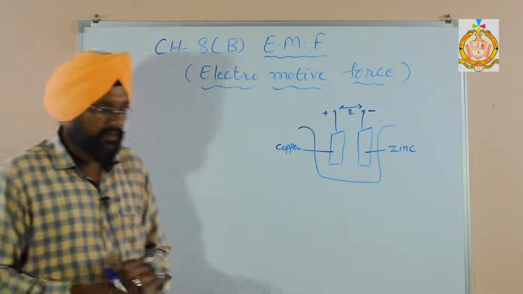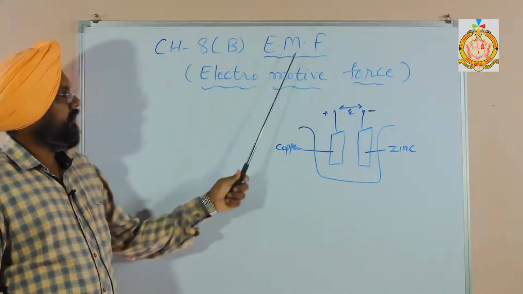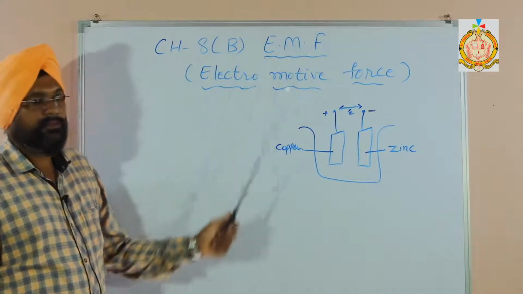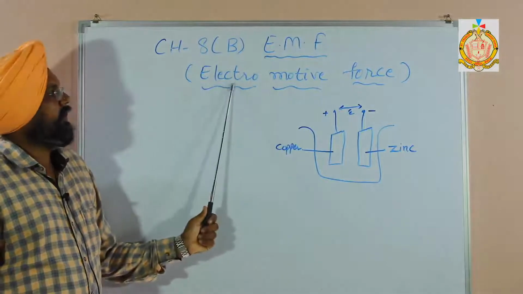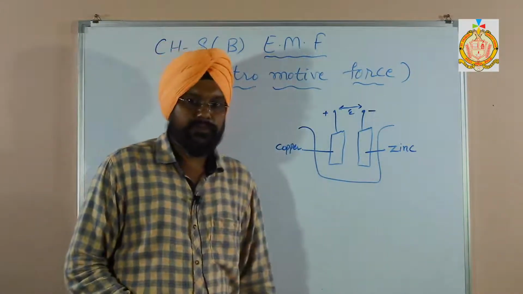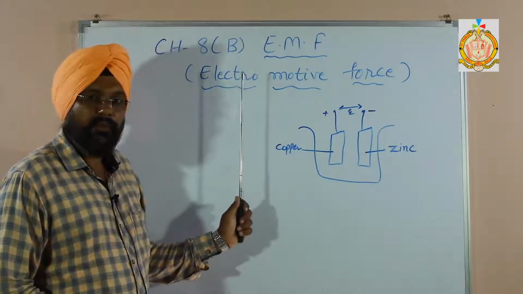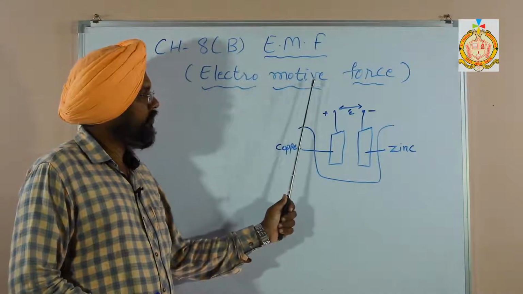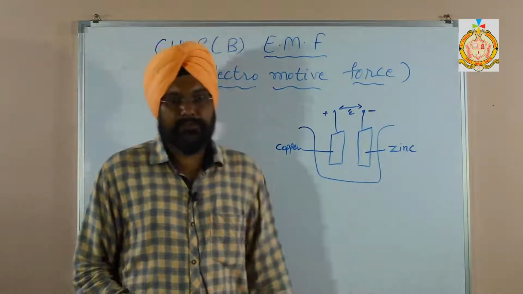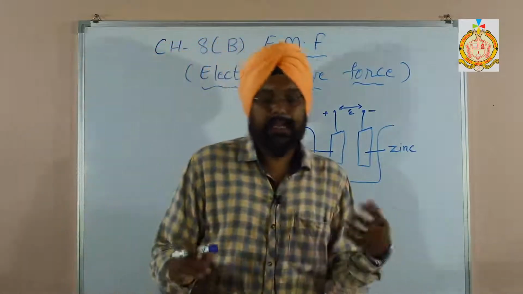Now students, the next topic we are going to discuss is EMF. E stands for electro, M stands for motive, and F stands for force. It is clear from the name itself: electro means that with the help of electricity we can produce motion as a force in the electrolyte or in the acid.